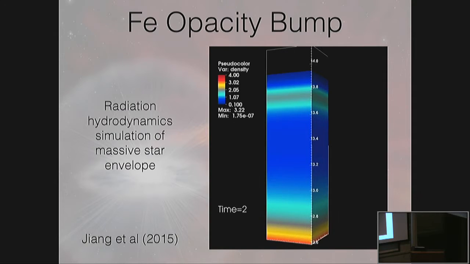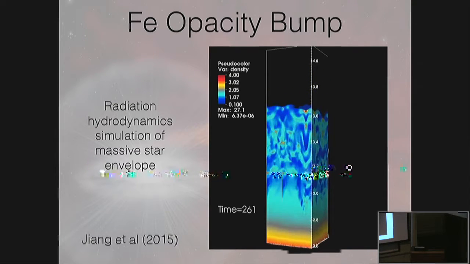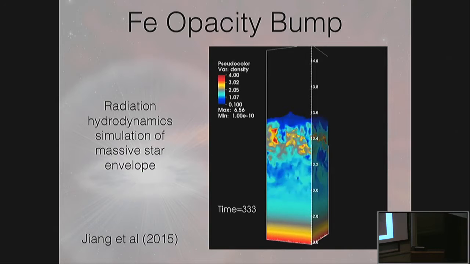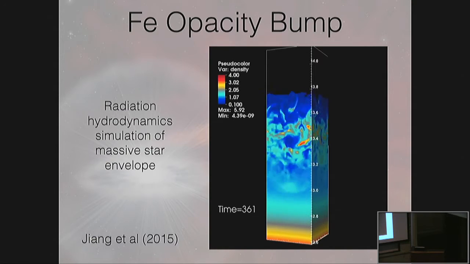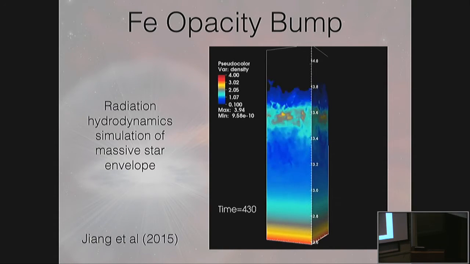And so it started out that's going to develop the instability due to this iron opacity bump. I forget what time stamp it actually starts, but anyway, there we go. So we have a very inhomogeneous, bumpy photosphere. It's got pores in it.